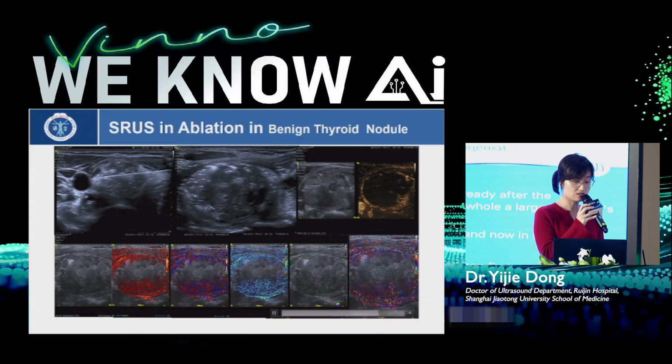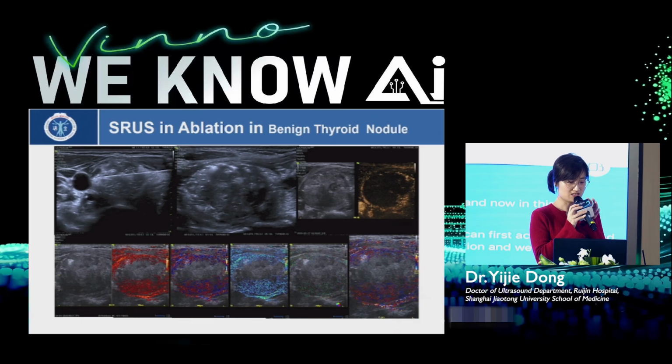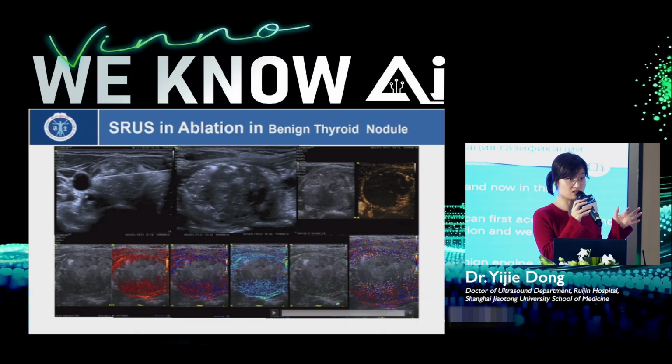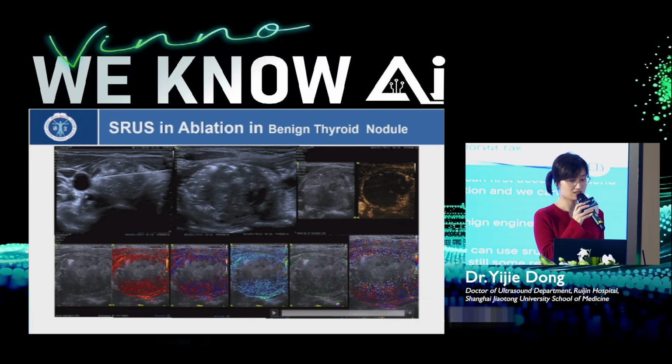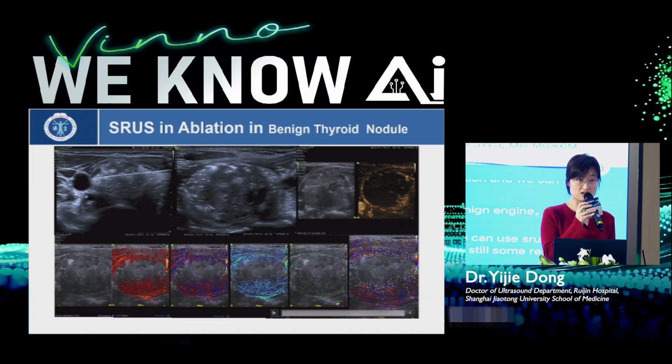tumor here. Can you see it? This part. For ablations, because of the gasification inside the tumors, sometimes you will hide the remaining tumor inside the nodules. So with the guidance of SRUS, we can do the remaining parts of the ablation clearly.